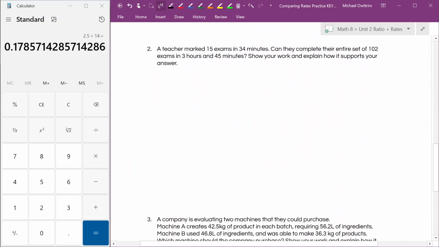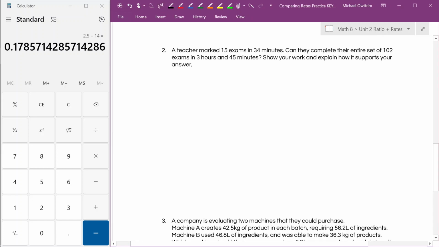Let's take a quick look at the back side. So these are also comparison questions, but these are ones that are in a little bit of a different style. So I've got question 2, a teacher marked 15 exams in 34 minutes. Can they complete their entire set of 102 exams in 3 hours and 45 minutes? We want to show our work and explain how it supports our answer.